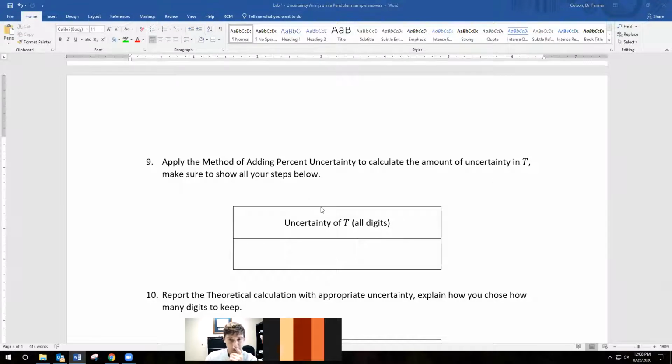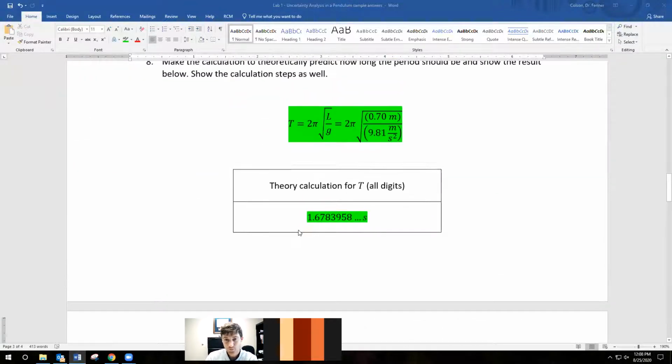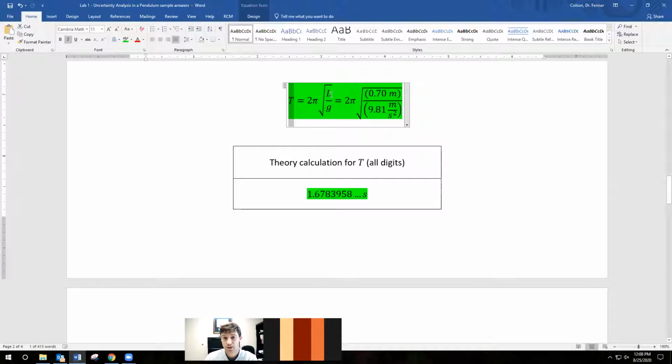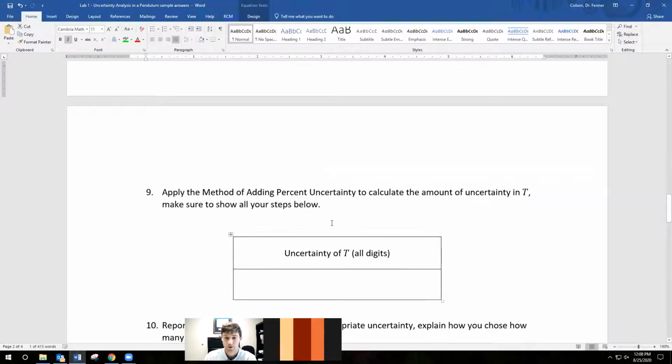And so the method, we'll see how that method would be applied here. Basically, what the method says is that the percent uncertainty of t is the addition of the uncertainty of L and G. Since those are the two numbers in the calculation, it's possible to show that the percent uncertainty associated with L plus the percent uncertainty associated with G will correspond to the percent uncertainty of the period.